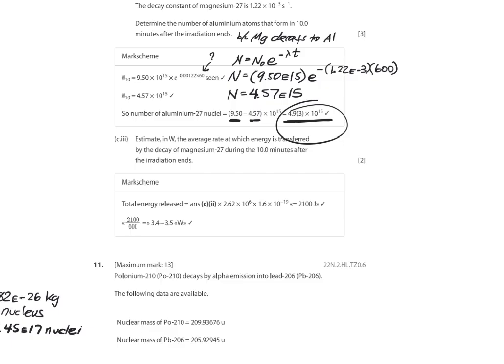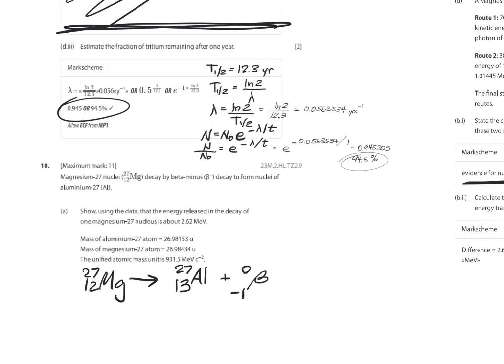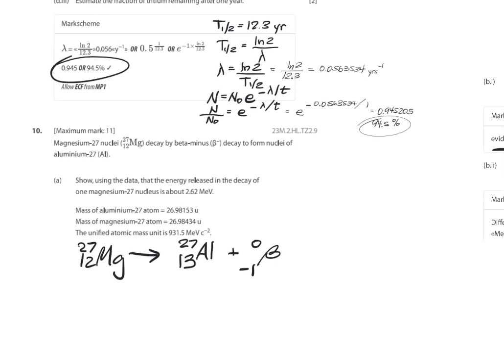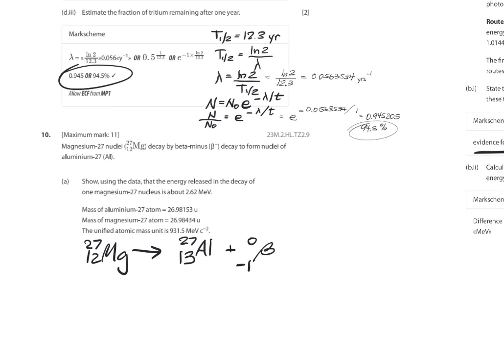Then the 2.62 times 10 to the 6, where the heck is that coming from? That comes from all the way back in the beginning when it says that the energy released in the decay of one magnesium-27 nucleus is 2.62 megaelectron volts, all the way back at 10A. So great.